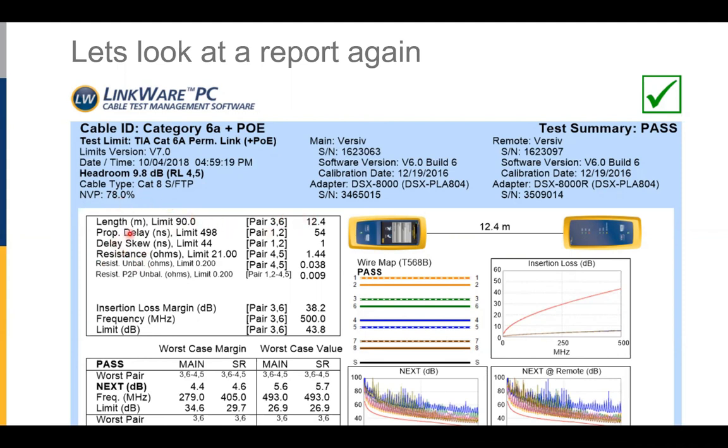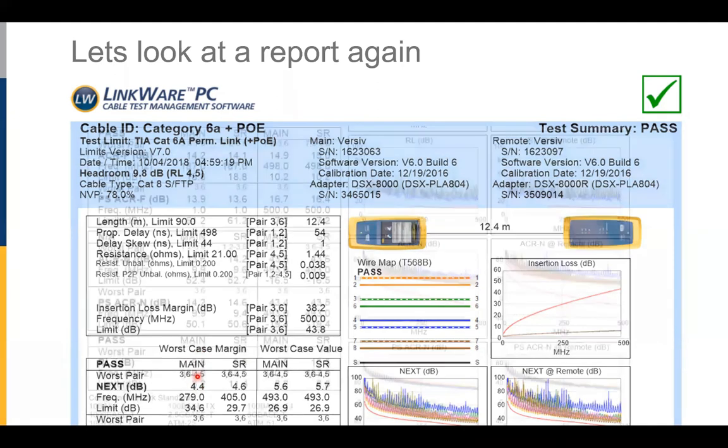We know that the propagation delay is the amount of time it takes to go from one end of the cable to the other one. Here's our insertion loss graph, which we know is the strength of the signal in the cable. We know the near end crosstalk is the interference. Now we measure the near end crosstalk from the main tester to the smart remote, and from the smart remote back to the main tester. We're going to report both the worst margin, that's where we're closest to the limit line, and the worst value, where we measured the worst value.